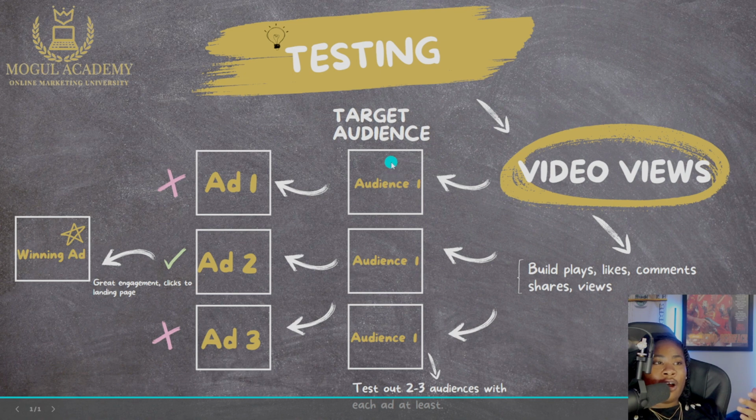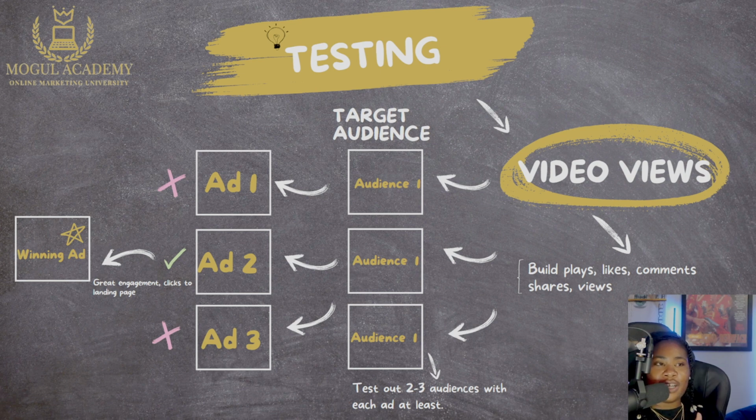And right here, I only have audience 1 in each of these boxes. But what I like to do is test out 2 to 3 different audiences. The reason I like to test 2 to 3 is to give variety to split test, because this audience with this ad may not work, but audience 2 with this ad may work. Or audience 2 may not work, but audience 3 may work with this ad. So you kind of see where I'm going with this.